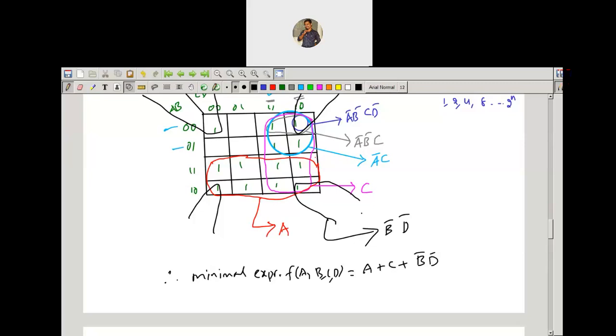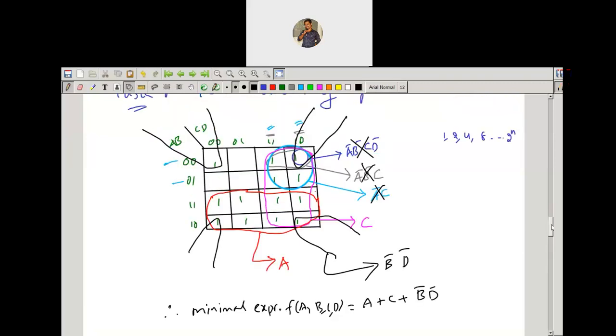Okay, so there is no need of this one cell grouping, this two cell grouping, this four cell grouping, as we are engaged with the 8 cells grouping. So A plus C plus B bar D bar is the minimal expression for this given K map.